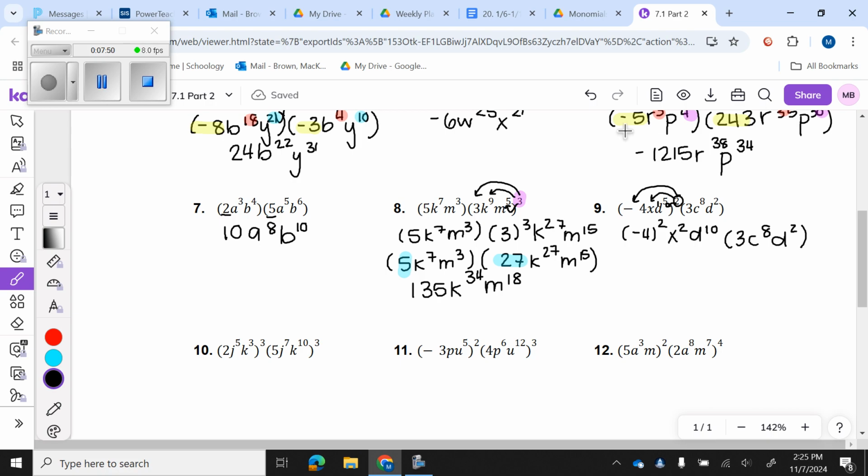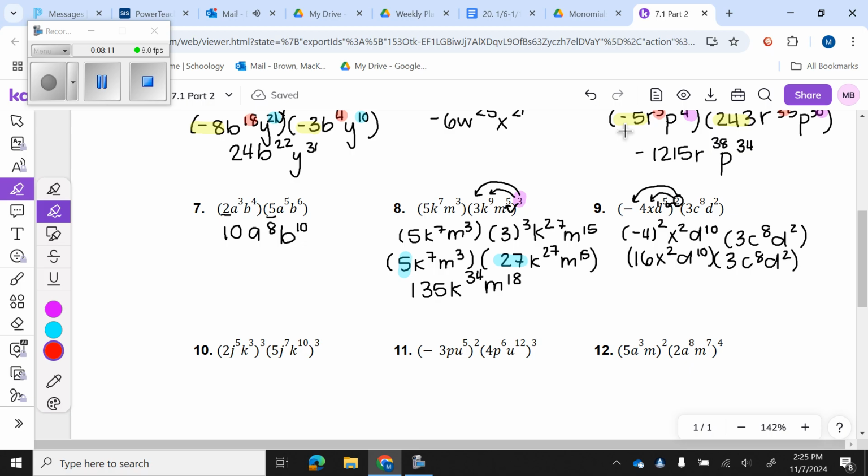All right, and now the only thing I need to simplify over here is negative 4 to the second, which, make sure you put that in parentheses, is going to be a 16x to the second, d to the 10th. That's your first term. Your second term, nothing happened to it. Now that I've done my power rule, I'm going to come back in and do my product rule, which means I've got to multiply these coefficients. So 16 times 3 gives me 48, I'm pretty sure.